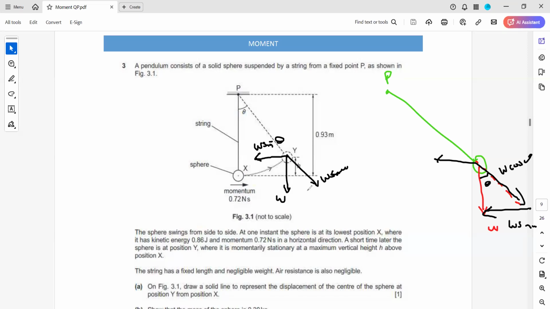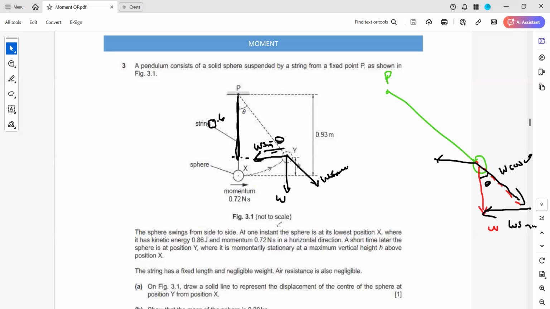Weight is acting downward. So W sine theta, and what is the distance from the pivot? The perpendicular distance from the pivot. So W sine theta, the component of the weight, is causing a turning effect. And how much was this distance? This distance was 0.64, because we took the perpendicular distance from the pivot.